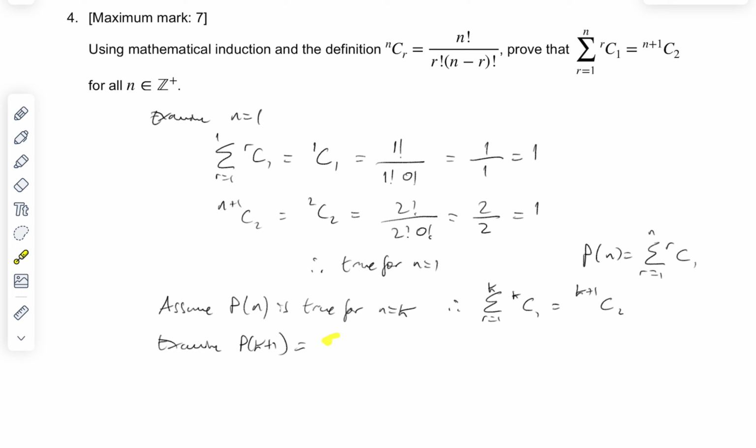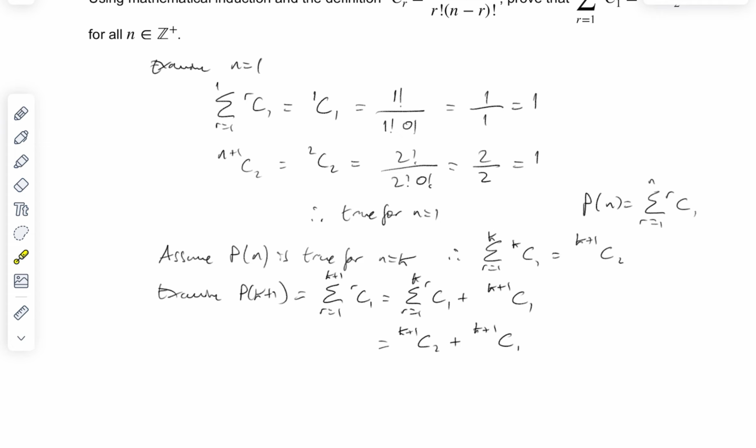That's equal to the sum of r equals 1 to k plus 1 of rC1, which is the same as the sum from r equals 1 to k, that's the first k terms, of rC1 plus the k plus 1 term, which is k plus 1 C 1. And we've assumed this is true, which means that this equals this. So I can replace that with k plus 1 C 2 plus k plus 1 C 1.